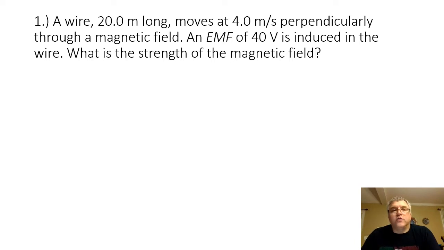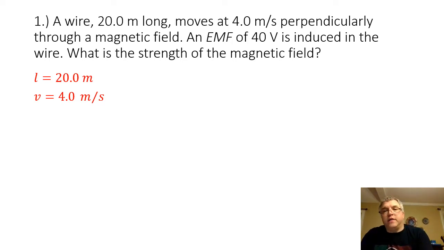We have a wire 20 meters long, moves at 4 meters per second perpendicularly through a magnetic field. An EMF of 40 volts is induced in the wire. What is the strength of the magnetic field? Let's take a look at our given values. We are given the length of the wire, which is 20 meters. We are given the velocity of the wire, which is 4 meters per second.